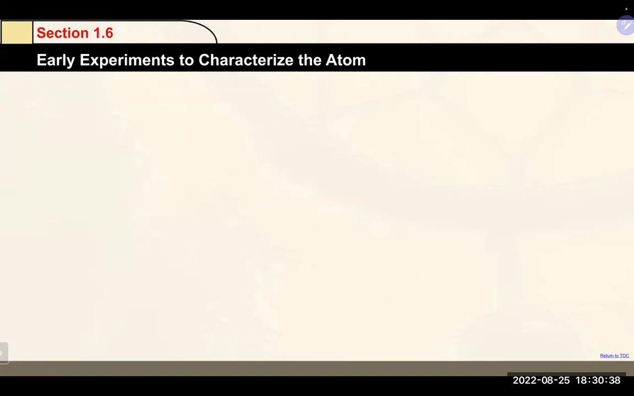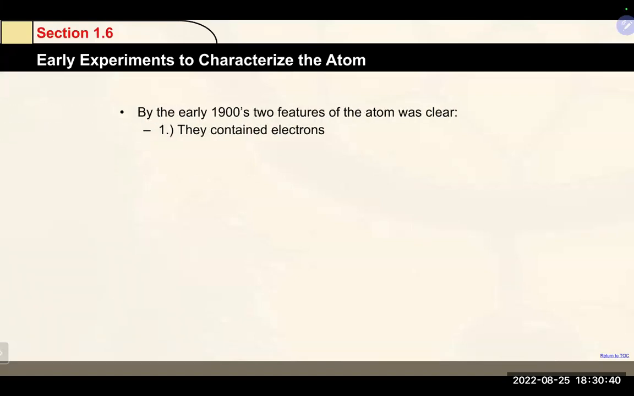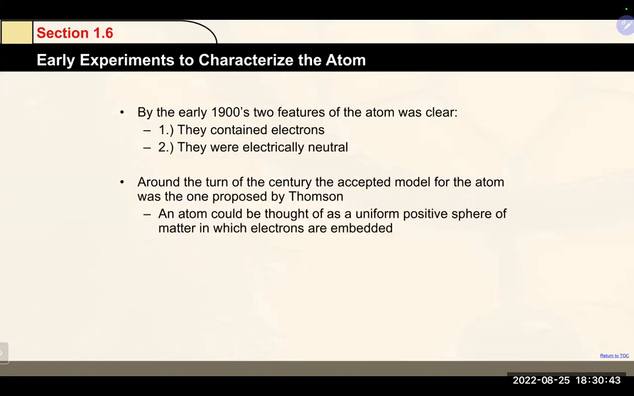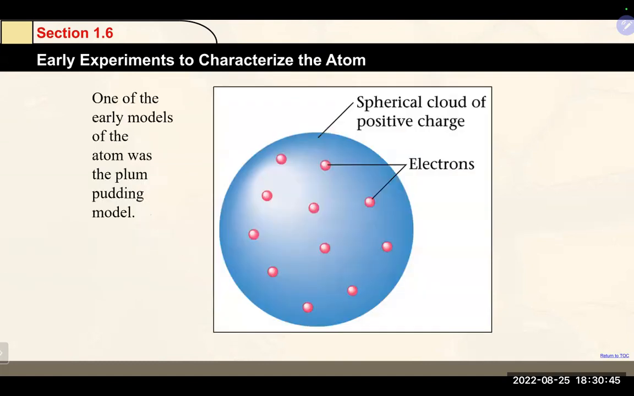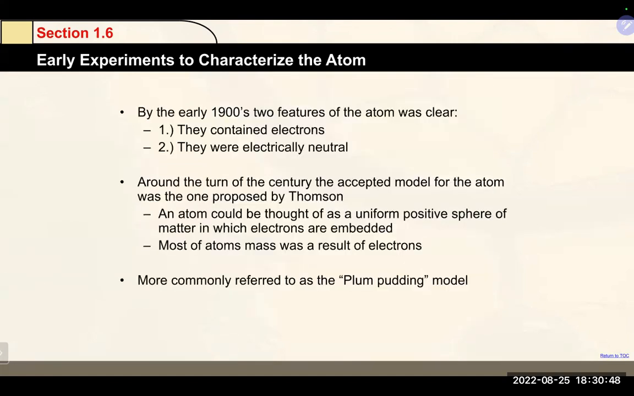So let's talk about the proton then and the nucleus. By the early 1900s, there were a couple of things that were understood by everybody. From the early experiments with the CRT tubes and also the Millikan experiment, atoms did contain electrons. It was also believed that atoms were electrically neutral, which means if they did contain electrons, they had to have something else there that is a positive charge to balance it out.